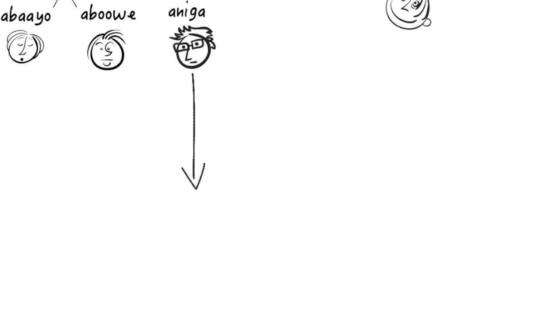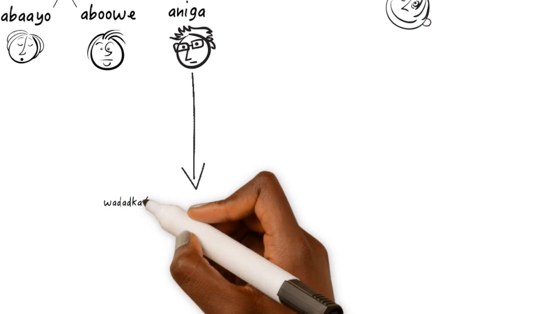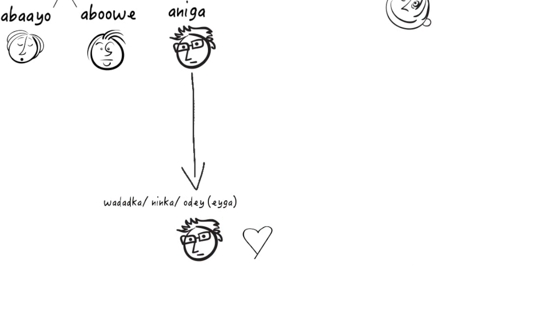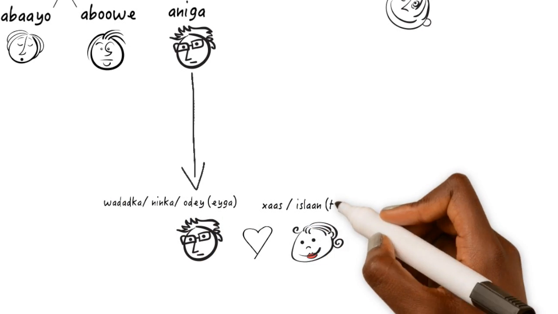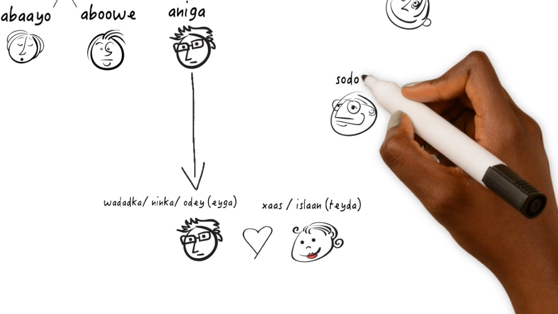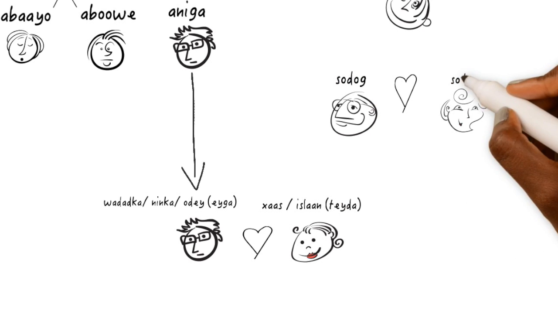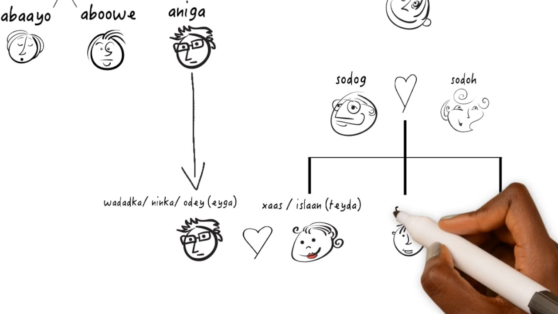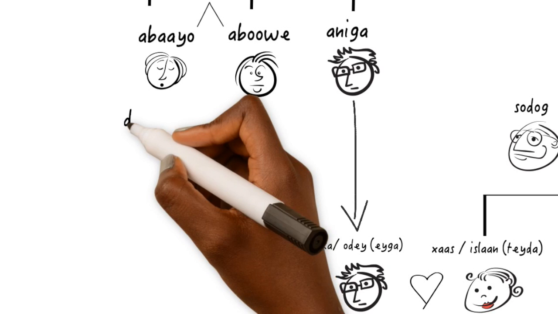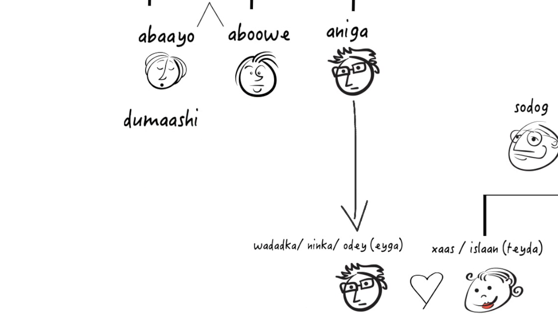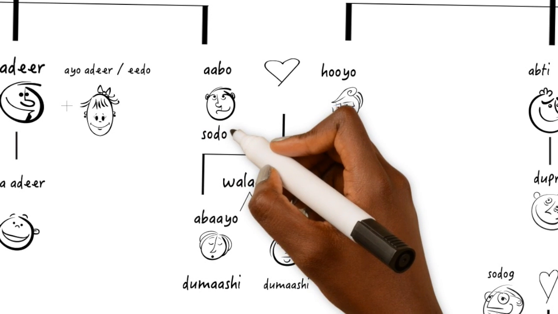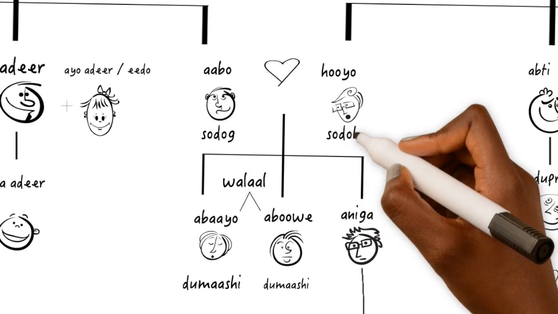Finally you get married and your wife will call you Wadadka or Ninka or Odeikeya. You will call her Has or Islan Taylor. Your wife's father is your Sodok and your wife's mother is your Sodoh. Your wife's brother is your Sedi and your wife's sister is your Dumashi. She will also call both your brother and sister Dumashi. Your wife will call your father Sodog and she will call your mother Sodoh.